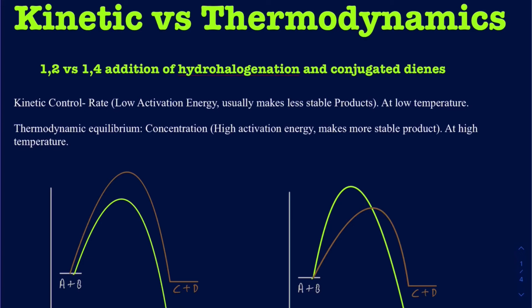Hello everyone, in this video I'm going to be talking about the difference between the kinetic and thermodynamic control of reactions, and they are really important, especially when you're trying to do those 1,2 and 1,4 addition reactions. I'm not really going to talk about every single example that falls into the kinetic and thermodynamic categories, but I'll talk about the addition of hydrohalogenation, which is going to be either HCl or HBr, to the conjugated dienes, and I'll briefly talk about the Br2 as well.